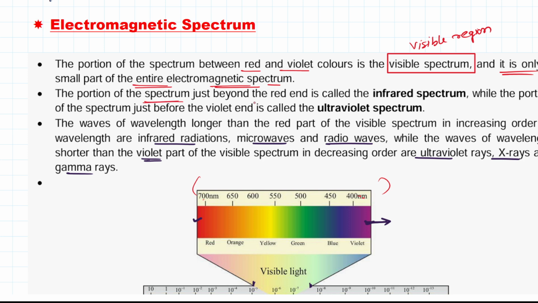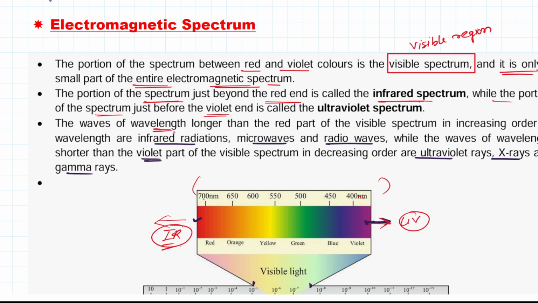The portion of the spectrum just beyond the red is called the infrared spectrum, while the portion of the spectrum just beyond the violet is called the ultraviolet region. So here you can see this is the UV spectrum, and here it is the IR spectrum. So on this side we have infrared, and on this side we have ultraviolet.